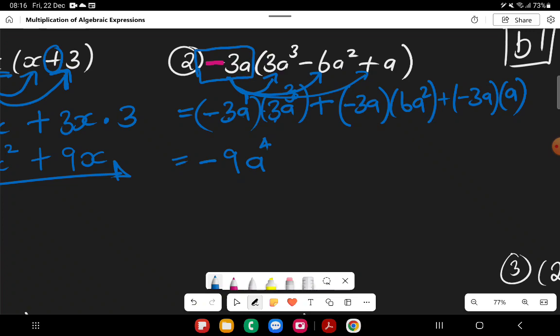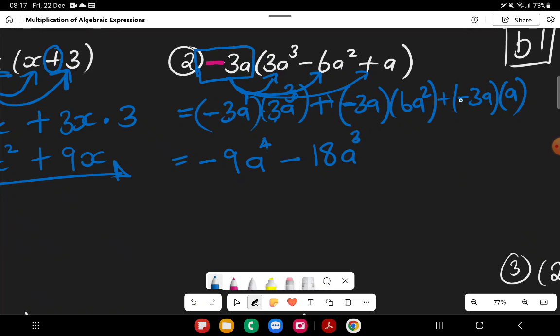Now let's do the next one. I'm not going to write this plus because I see a minus here. So I'm saying plus times minus is minus. Minus times plus is still minus. So minus 3 times 6 is 18. 2 plus 1 is 3.